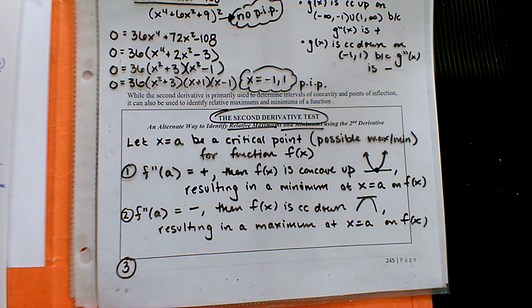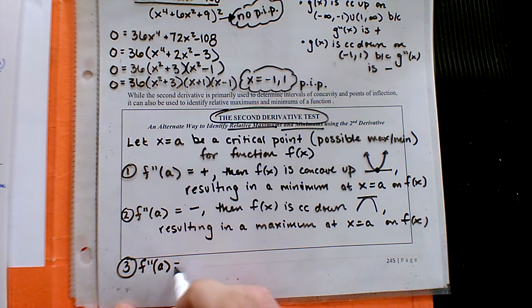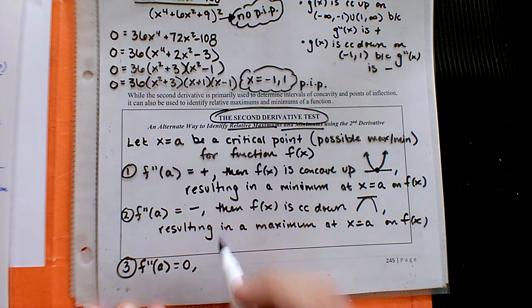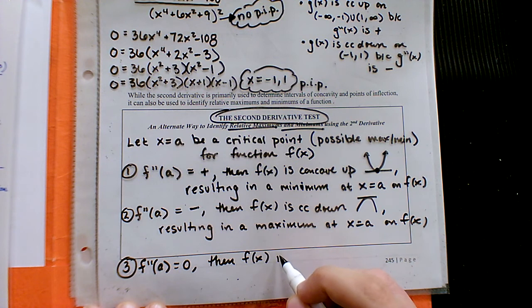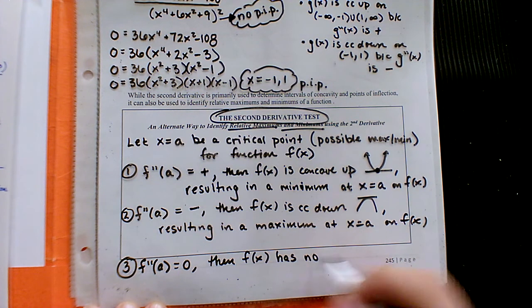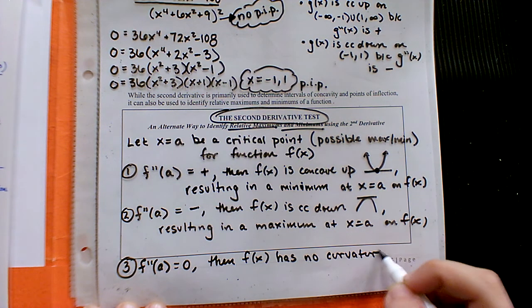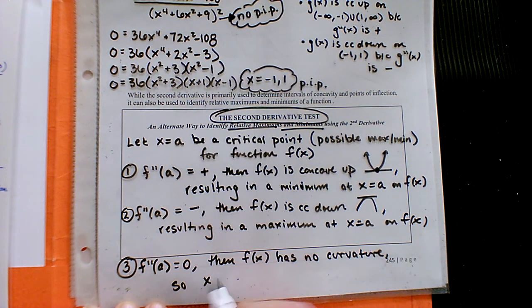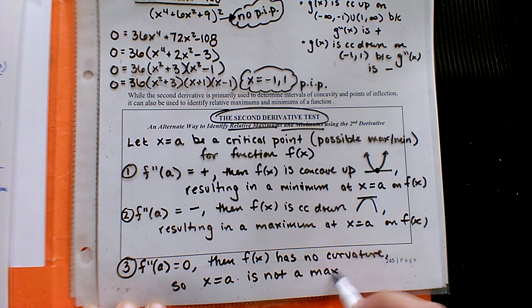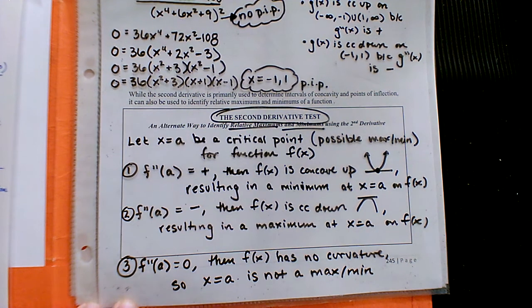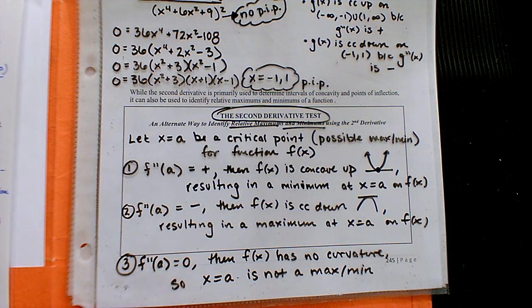What's the third case? Yeah? If it's 0 or undefined. Okay, so if it's 0 or undefined, then f of x has no curvature. So x equals a is not a max/min. Okay. Remember, a critical point is a potential max or min. It might not always be a max or a min. That's why you have to test it.